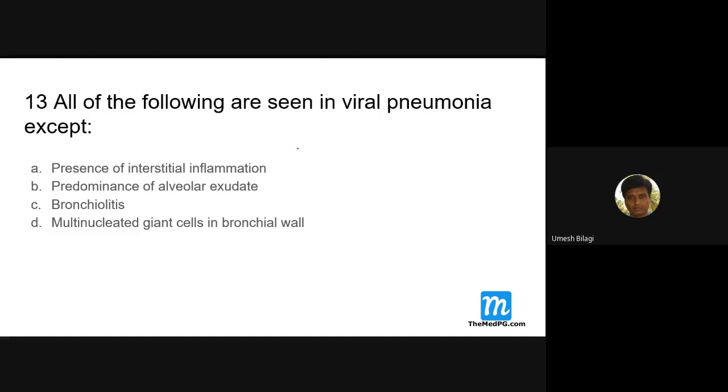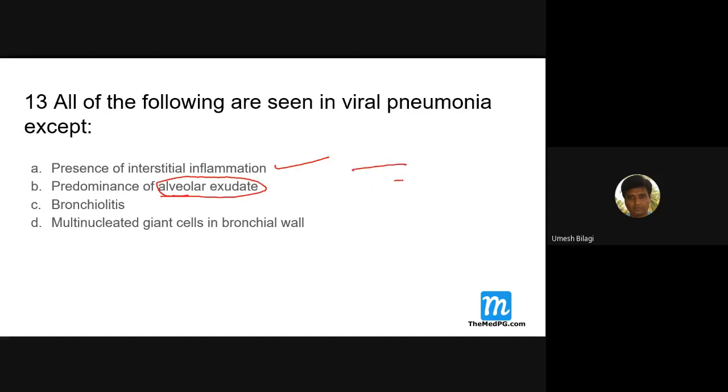So viral pneumonias, what type of pneumonias do they produce? Pathologically, there are three types: lobar, broncho, and interstitial. Of them, viral pneumonias produce interstitial pneumonias. The question is except. Presence of interstitial inflammation, do you think it is correct? Yes, it is correct, so it's not the except answer. Next, presence of alveolar exudate.